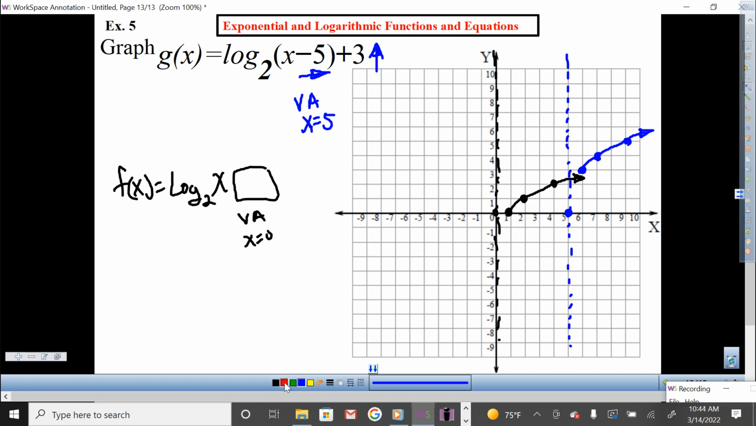Write this down on that same one. g of x equals log 2 of (x plus 2) minus 3. So you never were to move that 2. And what is the VA? What's our VA for that one?